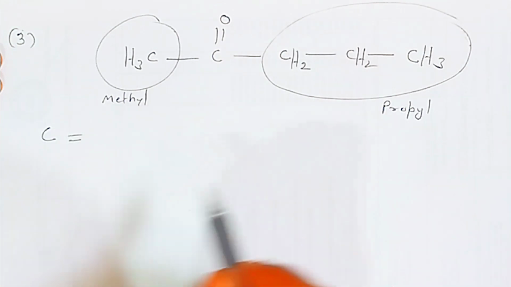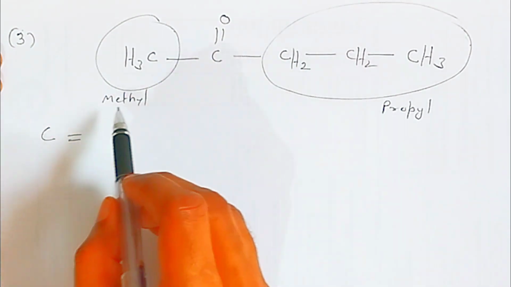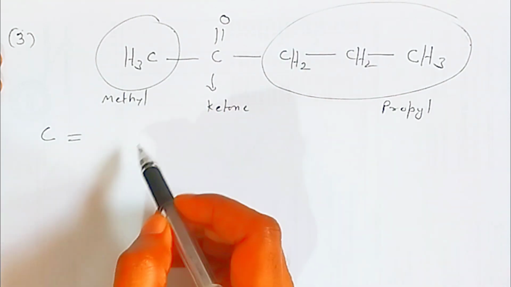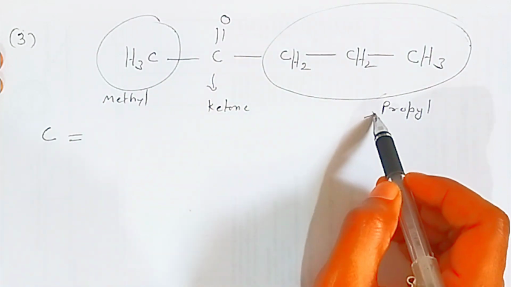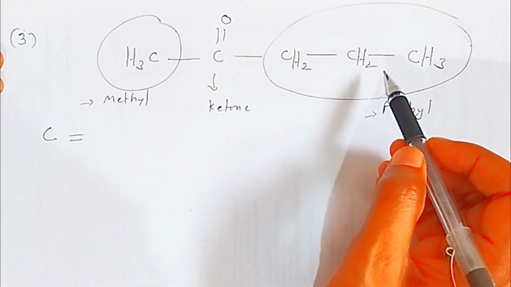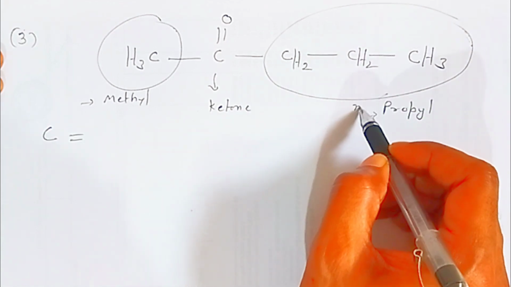Okay students, if both the valencies of the carbonyl are occupied by different alkyl groups, what do we call it? Ketone. So this is a ketone molecule. Now, students, what will be the name? In which alphabet will come first? M and P. When you see the alphabet, M and P, M is coming first. And which type of propyl? Here you have normal propyl.